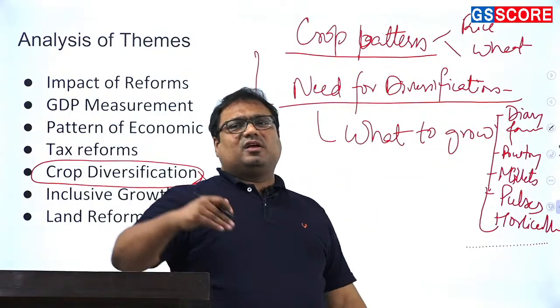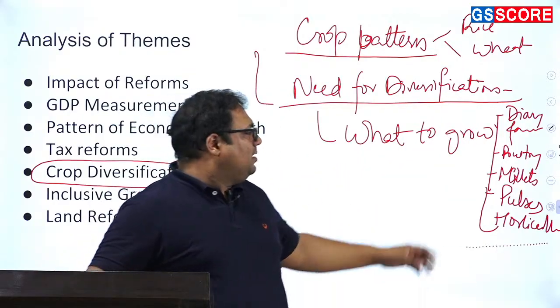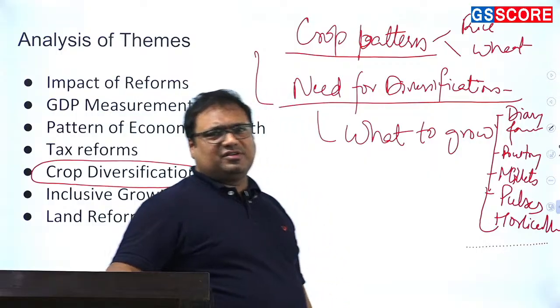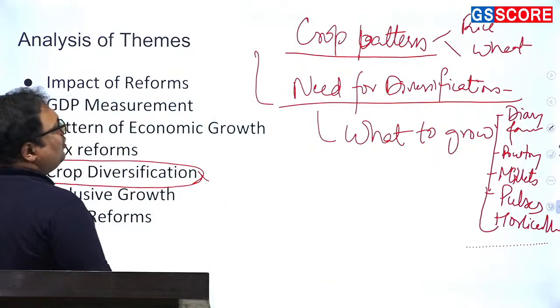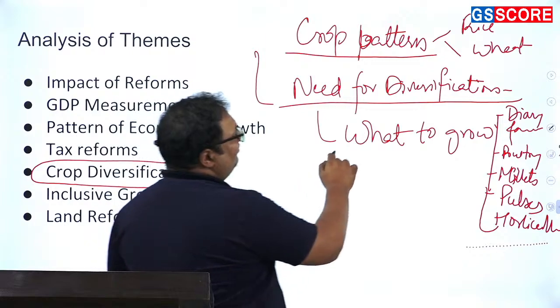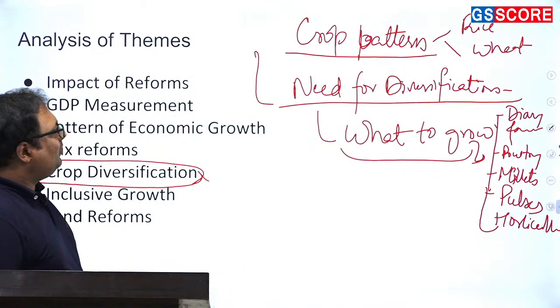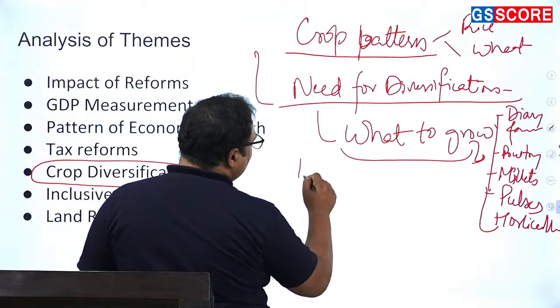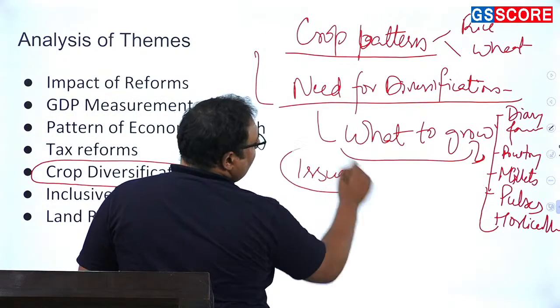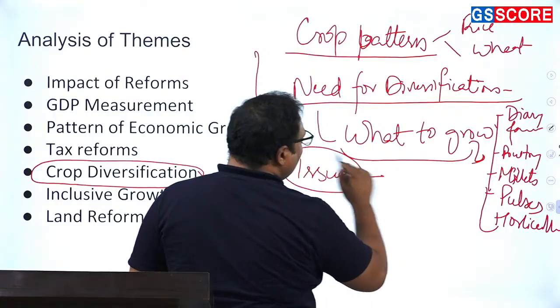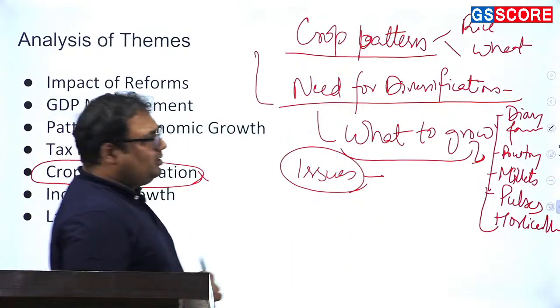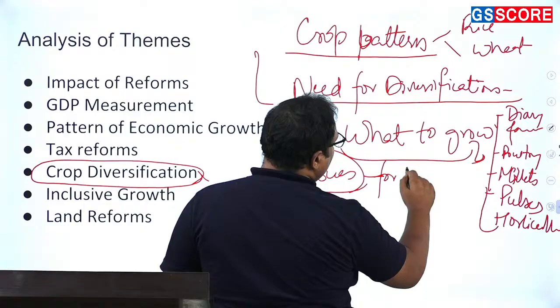Then millets, they are promoted as a health product. Then pulses, horticulture, fruits and vegetables also we need to produce more. So this is where we need to diversify, what we need to do. Okay. Issues. We know we need to do this, but why are we not able to do that? Issues for underachievement.